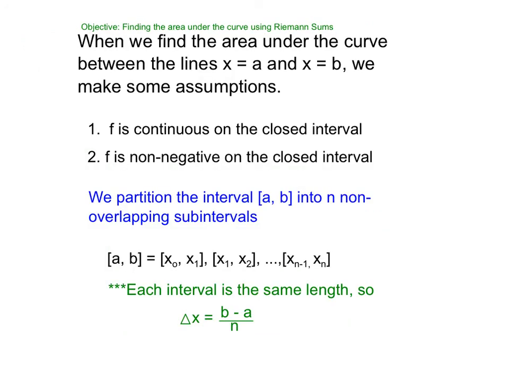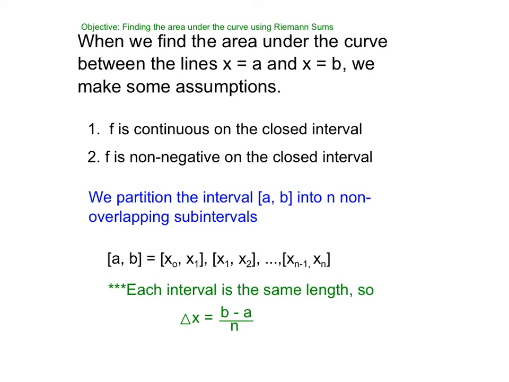Okay, when we find the area under the curve between the lines x equals a and x equals b, we make some assumptions. F has to be continuous, and f is non-negative on the closed interval. So we are above the x-axis, right? We partition the interval into non-overlapping subintervals. Each interval is the same length.